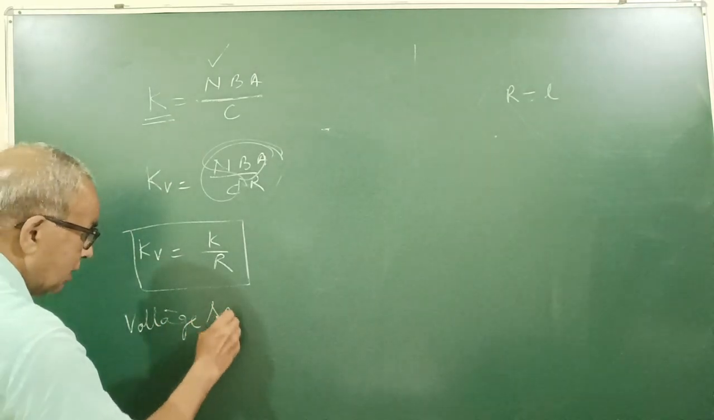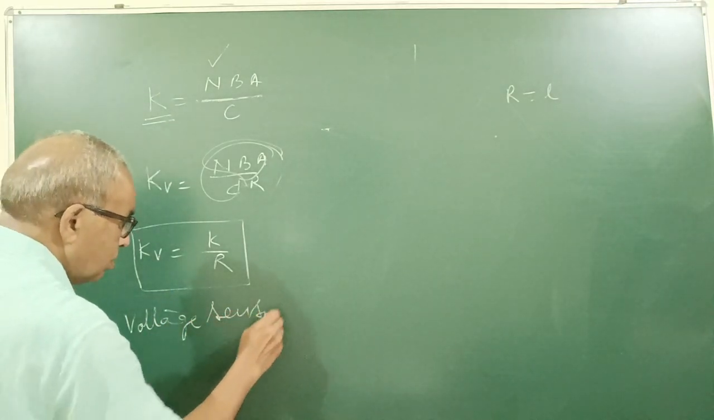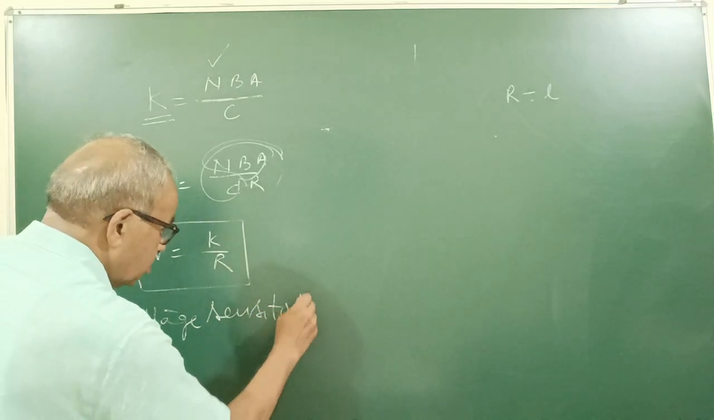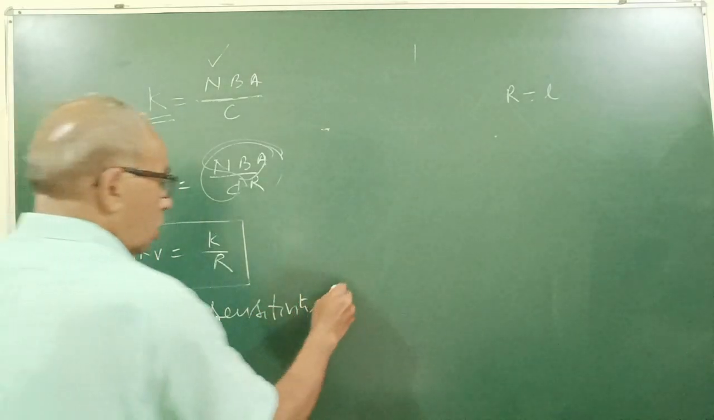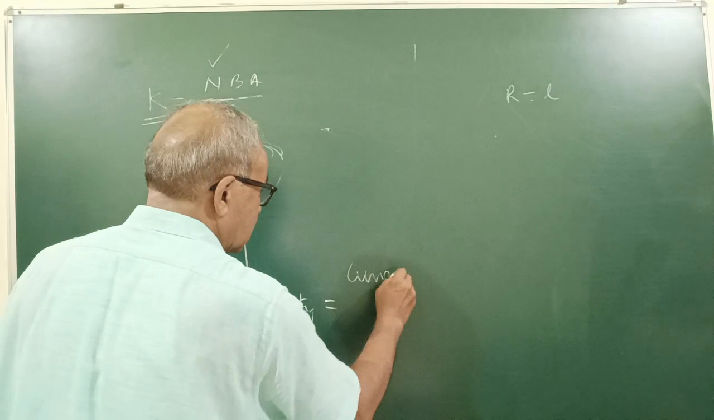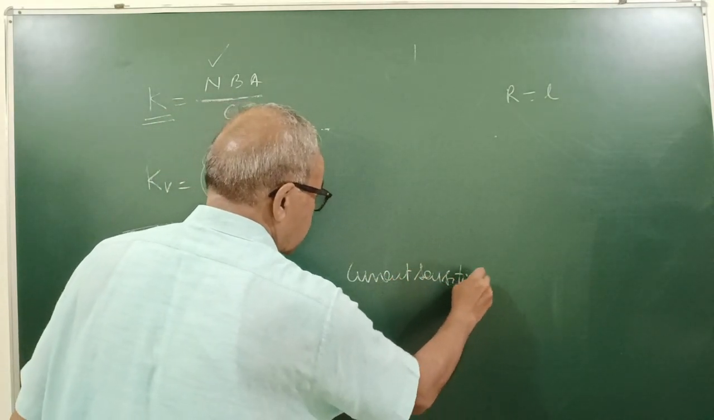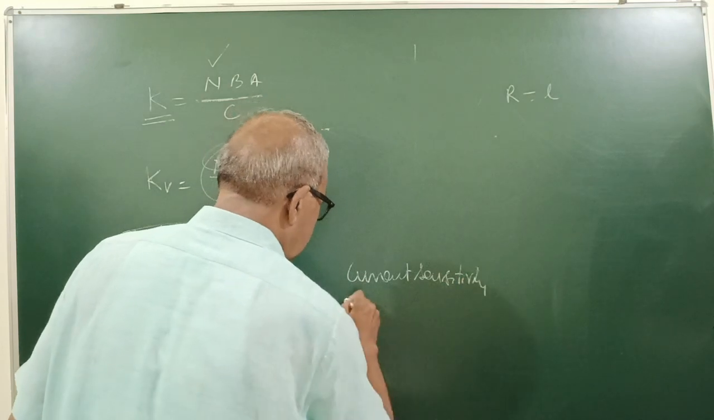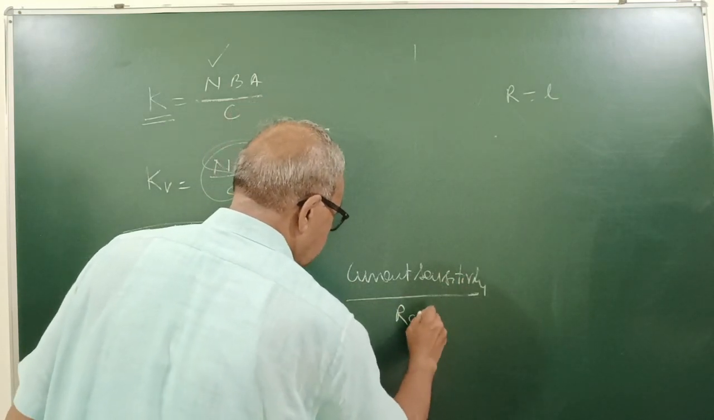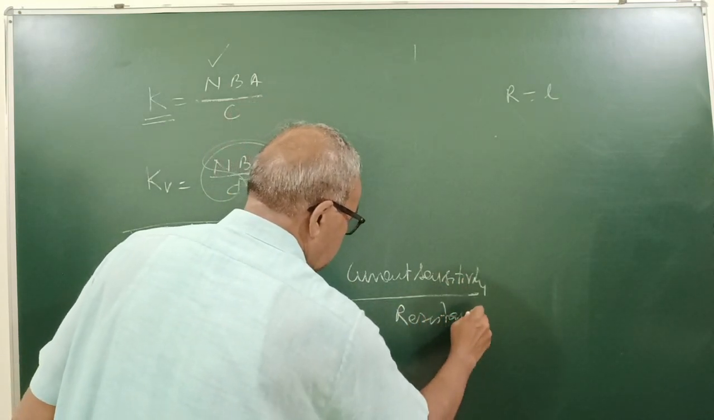Voltage sensitivity is equal to current sensitivity divided by resistance of coil.